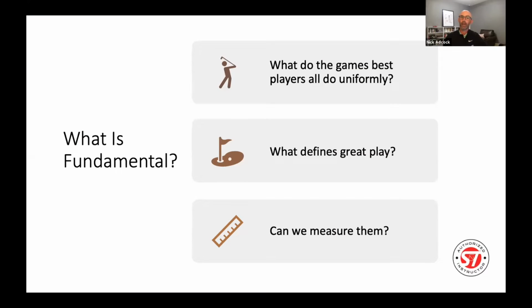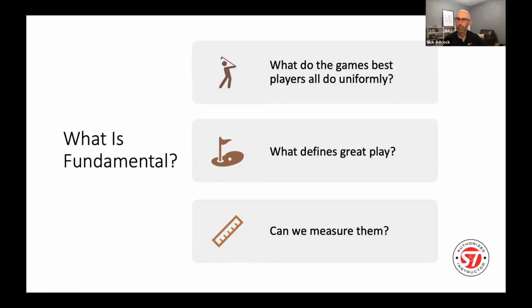So that begs the question, what is fundamental? What do the game's best players do uniformly? What defines great play? And importantly, too, can we measure them? With all these great devices, Gears, TrackMan, Sam Putlab, video recording, can we measure someone's grip?